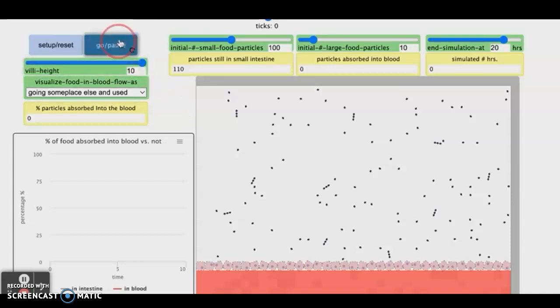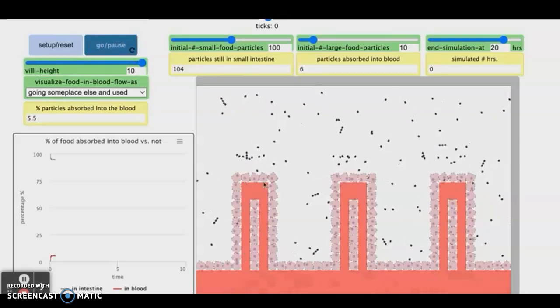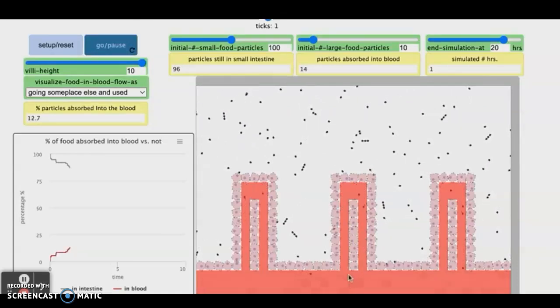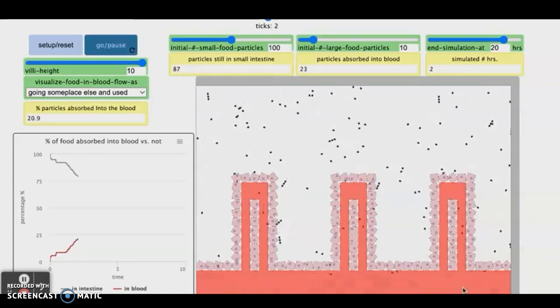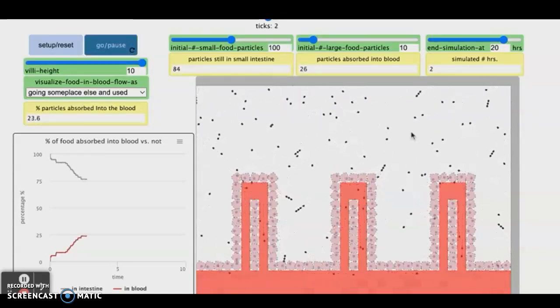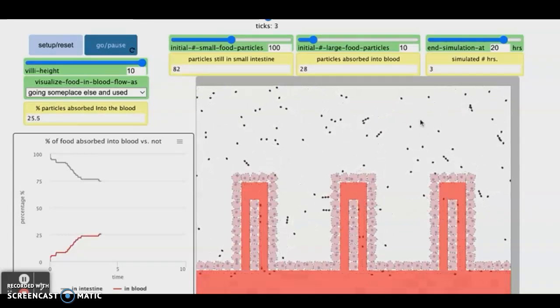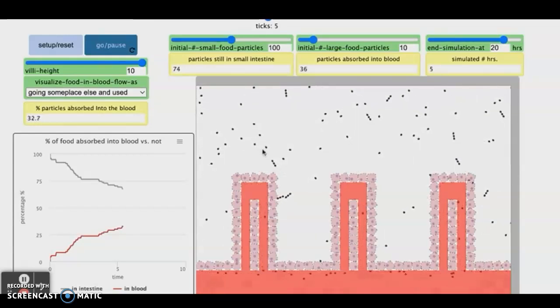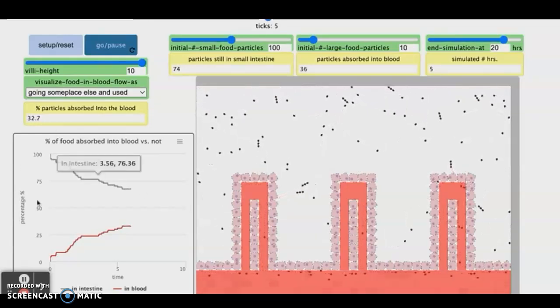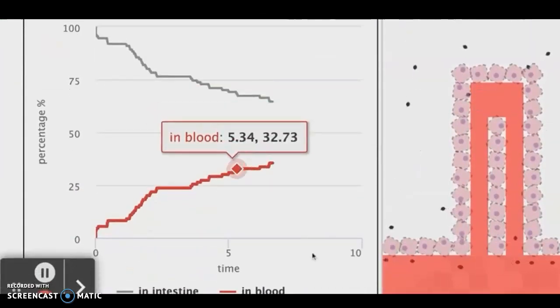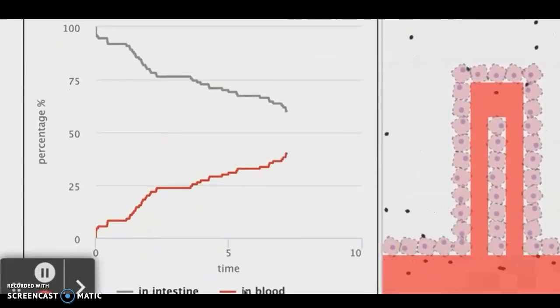So now I'm going to hit go, and I'm going to start to see the villi. So here they are. You can see the capillaries, these tiny blood vessels feeding into the main bloodstream and blood supply. And then you can see here's that inner space within the small intestine tunnel. And these little tiny dots are glucose molecules. Now, if we look over at this graph right here, you can see that there's a gray line and a red line, and time on the x-axis, percentage on the y-axis.